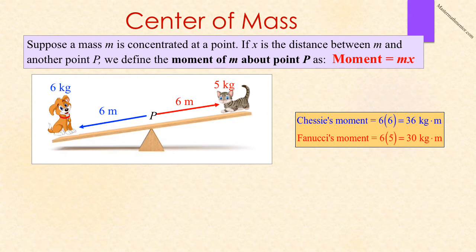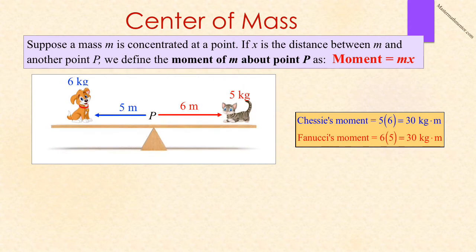Now, the animals are not going to change their mass, so one of them has to move. And Finucci cannot move any further right to increase the right moment. So Chessie must move right to decrease the left moment. And it should be obvious that if Chessie moves 1 meter to the right, then the left moment becomes 6 times 5, or 30 kilogram meters, and the seesaw will balance.